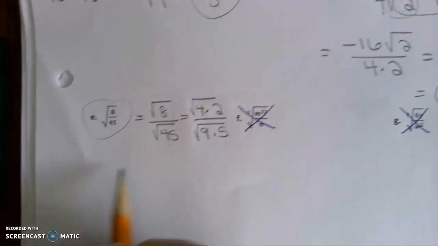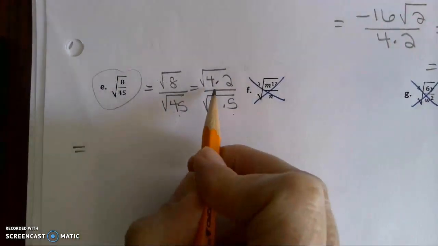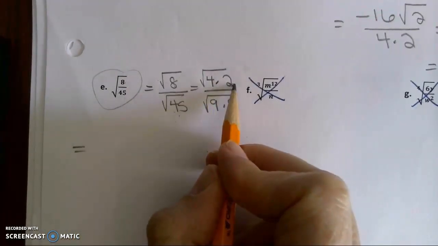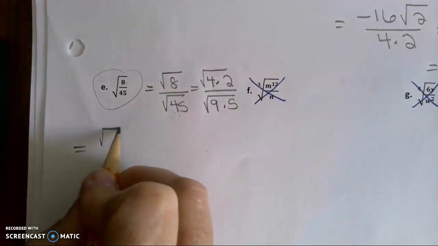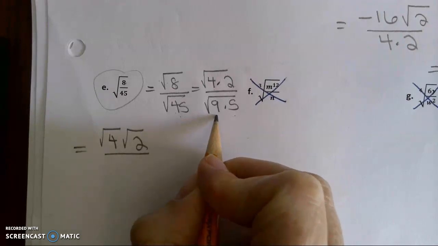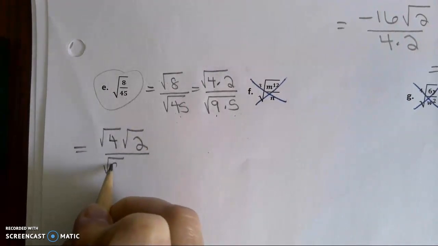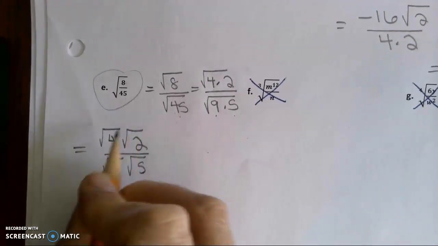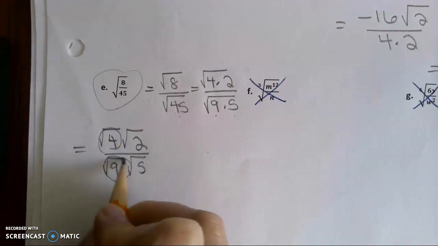So I'm going to start working down here. I get square root of 4 times square root of 2. I'm putting in a lot of steps; you can skip whatever steps you want to. And then square root of 9 times square root of 5. So this becomes 2 and this becomes 3.